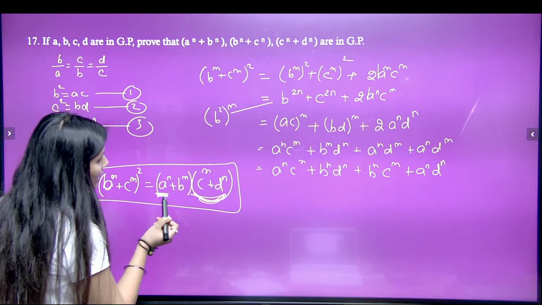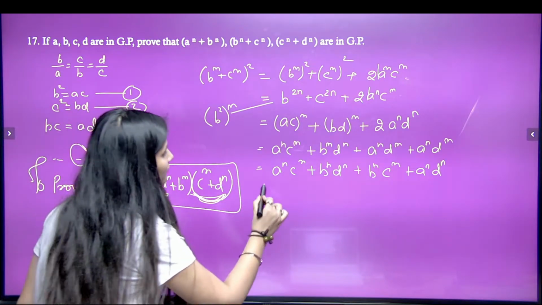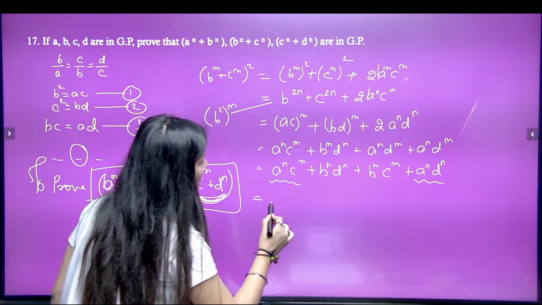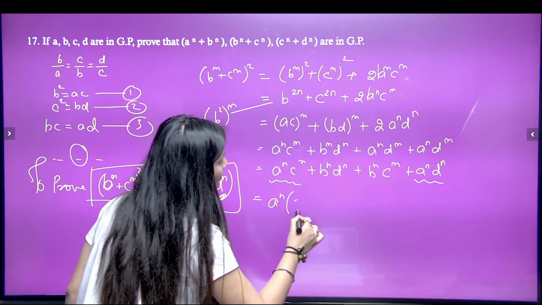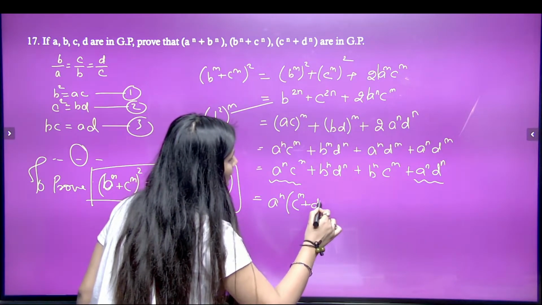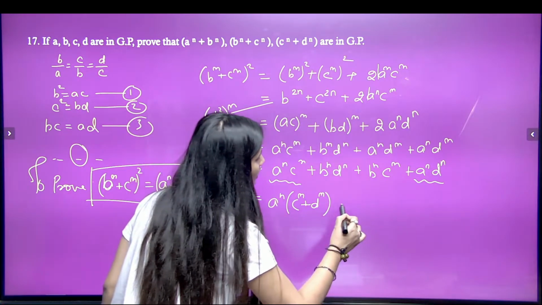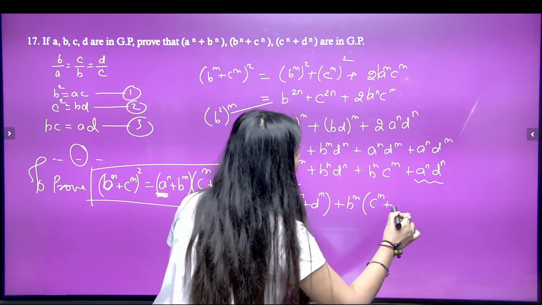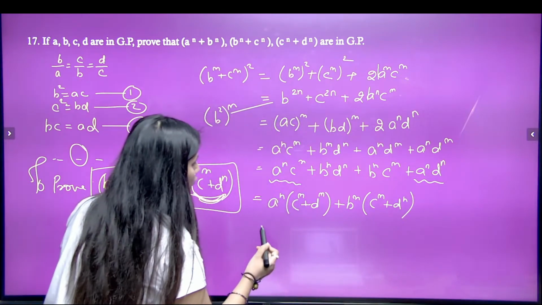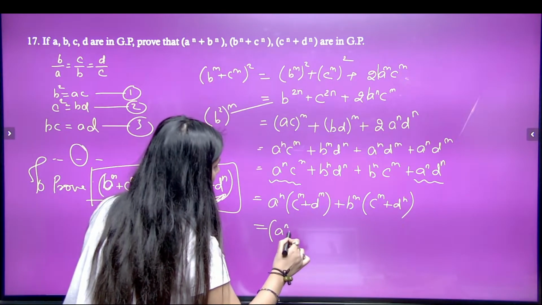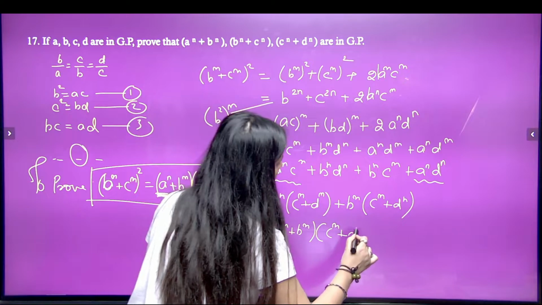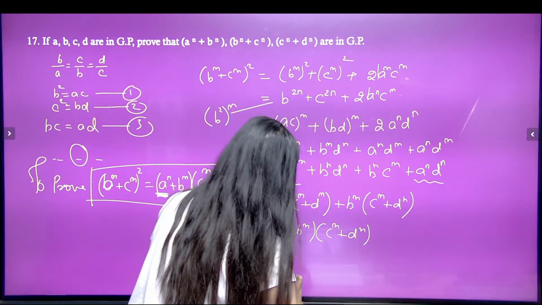So we should have a with c and d. A with c and a with d. So from these two terms, if I'll take a to the power n common, we have c to the power n plus d to the power n. And from the remaining two terms, if I'll take b to the power n common, again I have c to the power n plus d to the power n. Okay, so we have a to the power n plus b to the power n and c to the power n plus d to the power n. Proved.